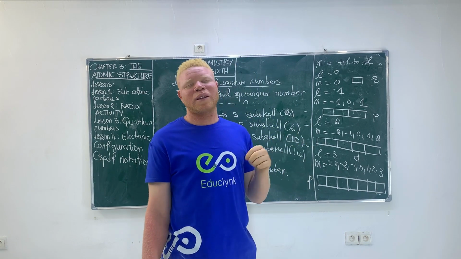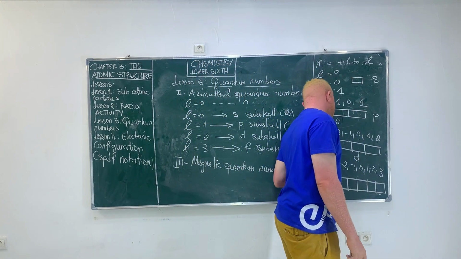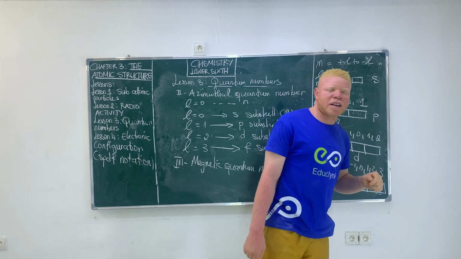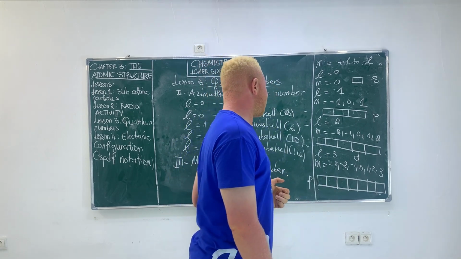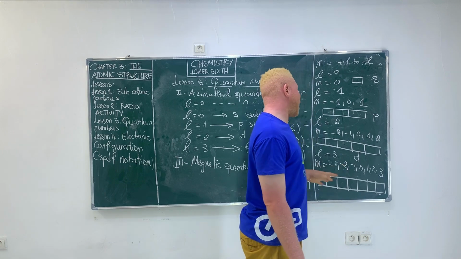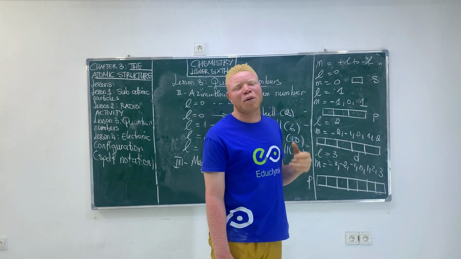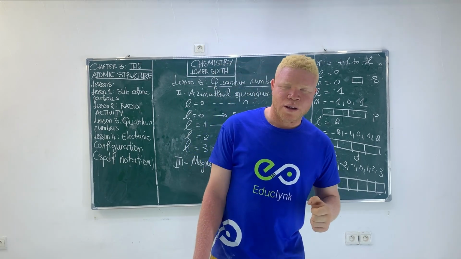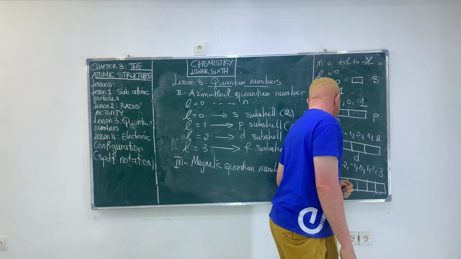So that is 2 times 3, which is 6. For the D subshell, there are 5 boxes and each box carries a total of 2 electrons. That is 2 times 5, 10 electrons. For l equals 3, which is the F subshell, there are 7 boxes and each box carries a total of 2 electrons. That is 2 times 7, which is 14 electrons.